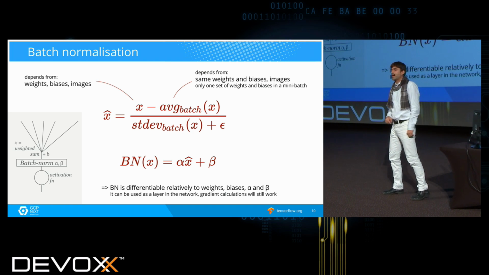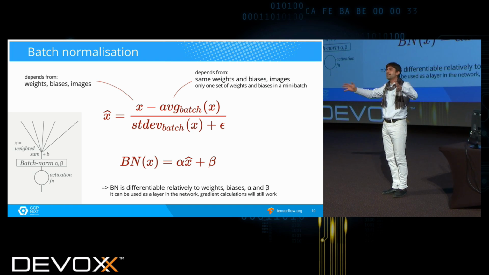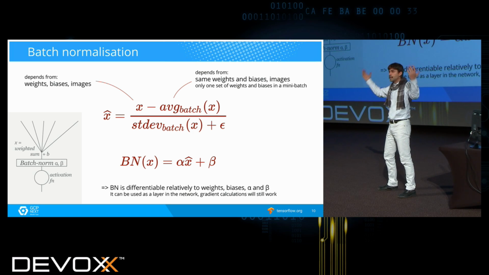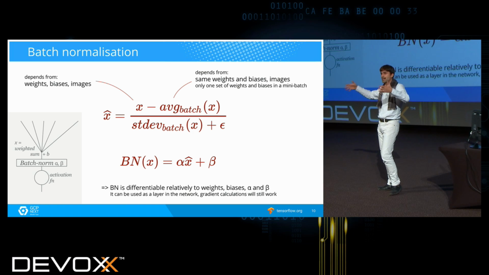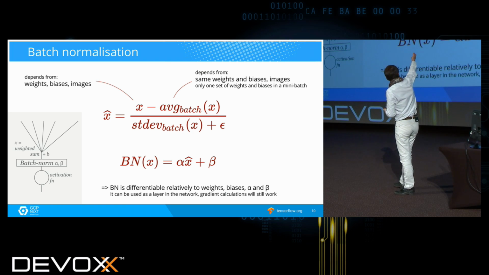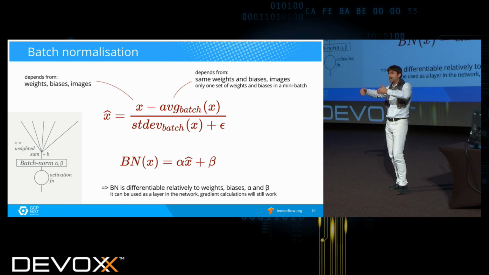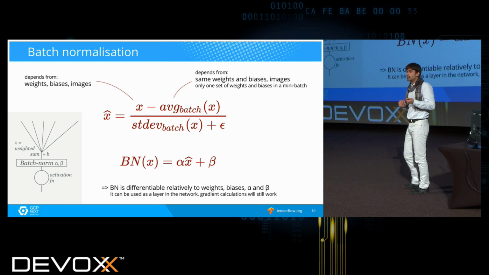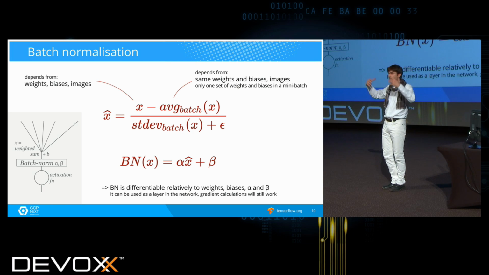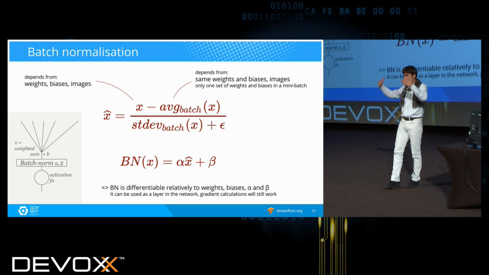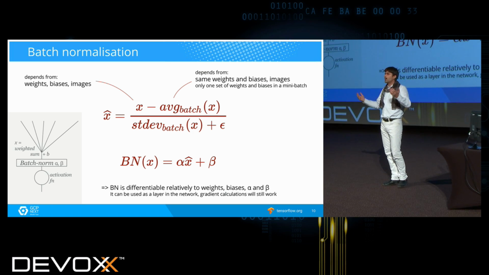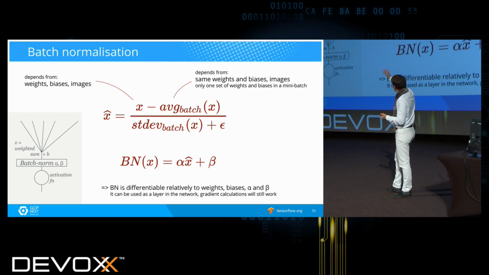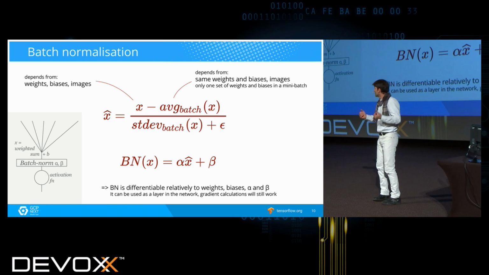The average of X on my one mini-batch: on that one mini-batch, all the images have been processed with the same biases and the same weights. So that part also depends on my current weights and biases. That's fine. Same for the standard deviation. It's computed on the current mini-batch, so it uses the current set of weights and biases. So that's what I want you to prove. X depends on the current weights, biases, and images.